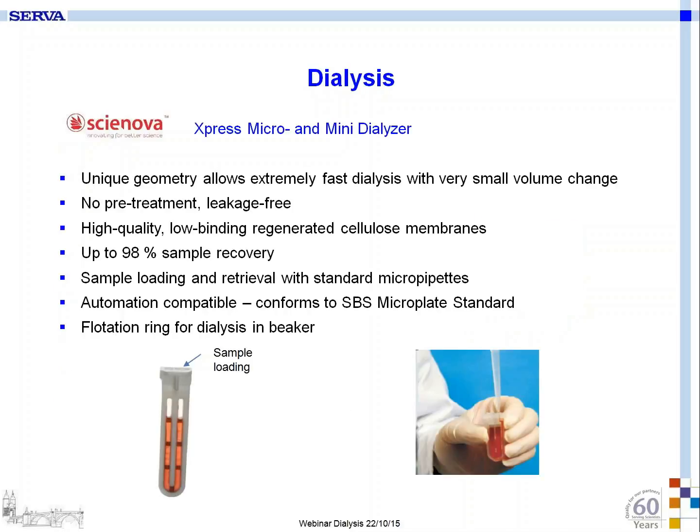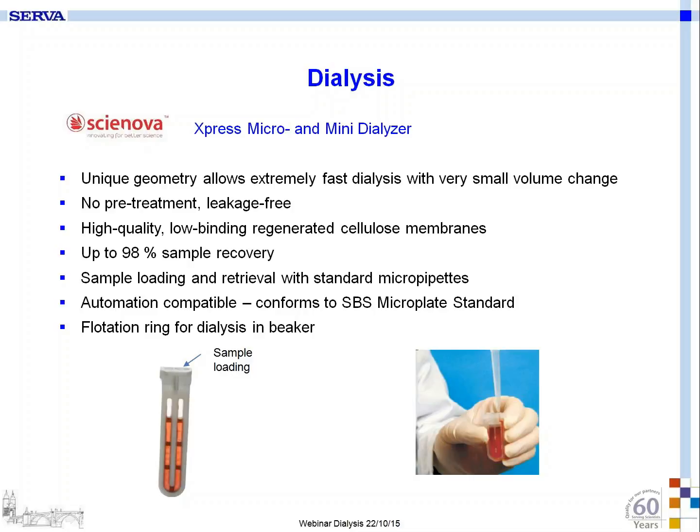Whereas the Dialyzer systems are more a modification of the standard dialyzing tubing, the SERVA Express, Micro and Mini dialyzer systems are really a newly developed innovative system. They have a unique geometry which guarantees a very high membrane surface area to volume ratio, which means you have a very short diffusion pathway, and this allows for extremely fast dialysis of very small sample volumes and with a very small volume change.